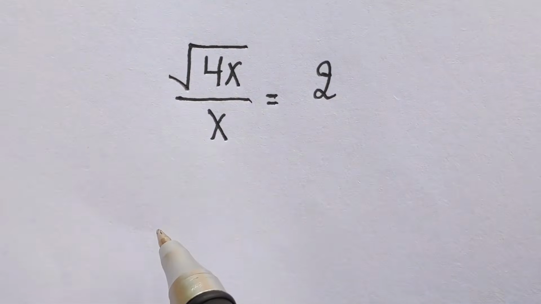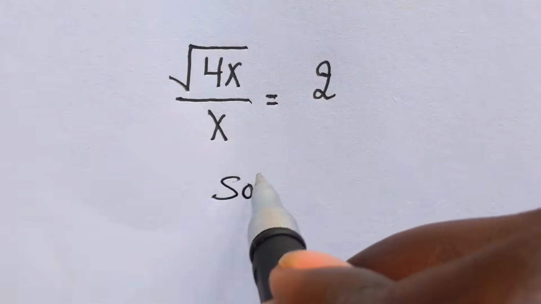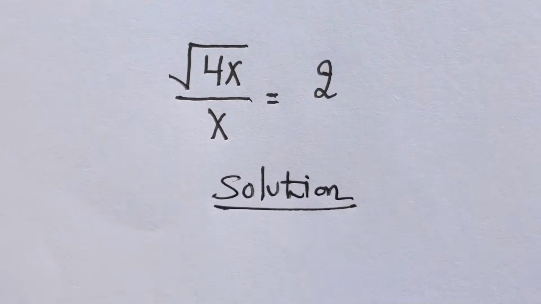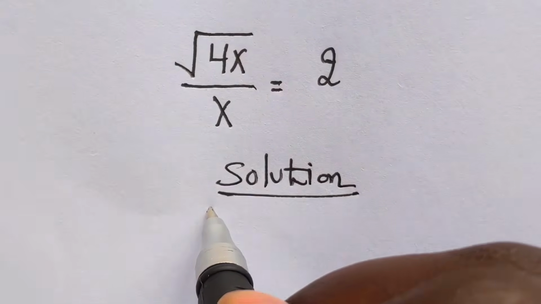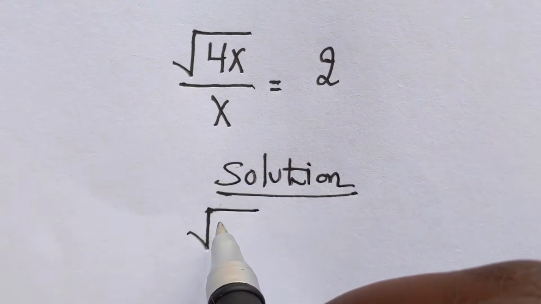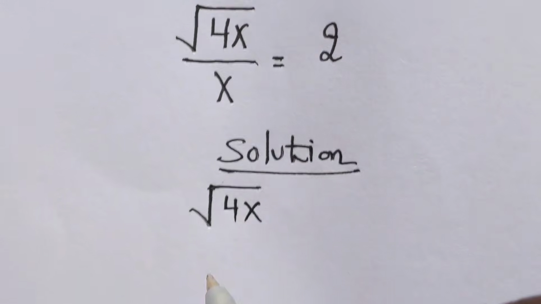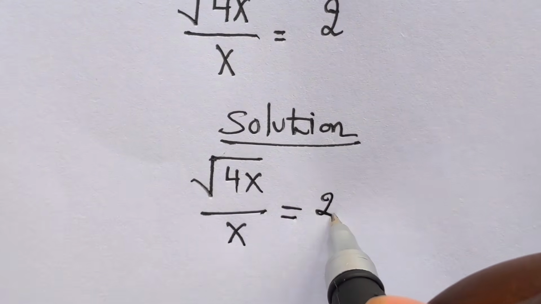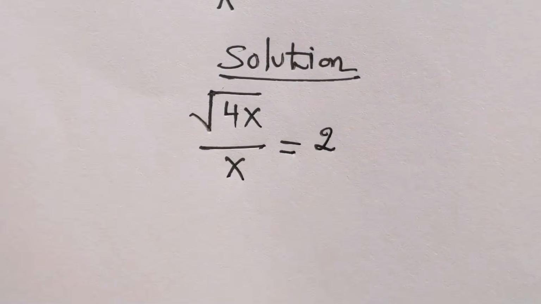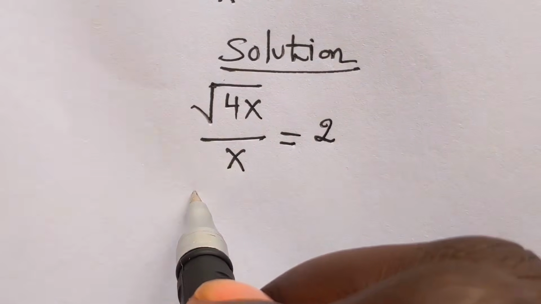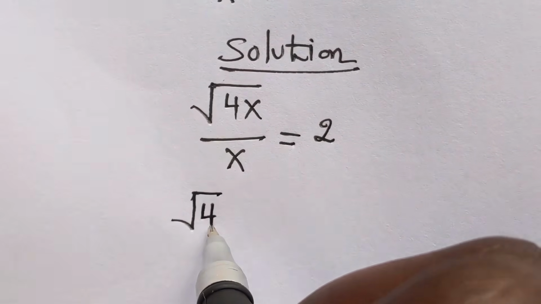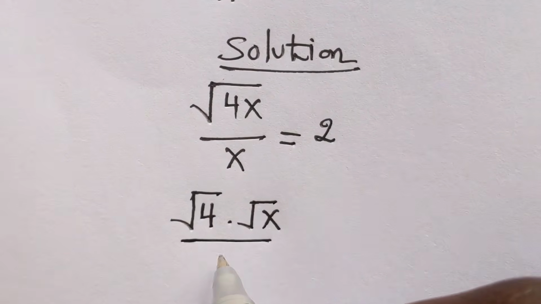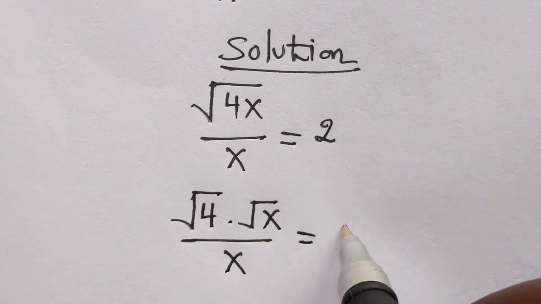Today in this video we have the question: square root of 4x over x equals 2. Let's provide the solution very quickly. We copy what we have: square root of 4x over x equals 2. This equals square root of 4 times square root of x over x, which equals 2.